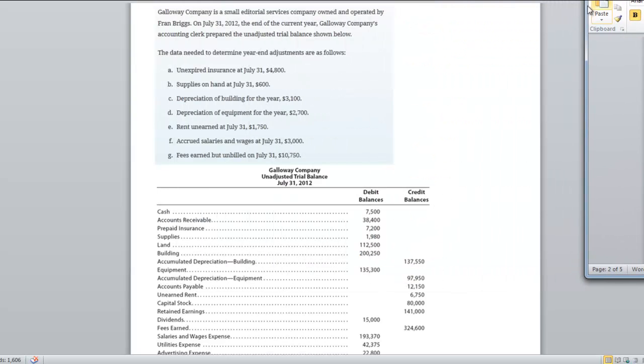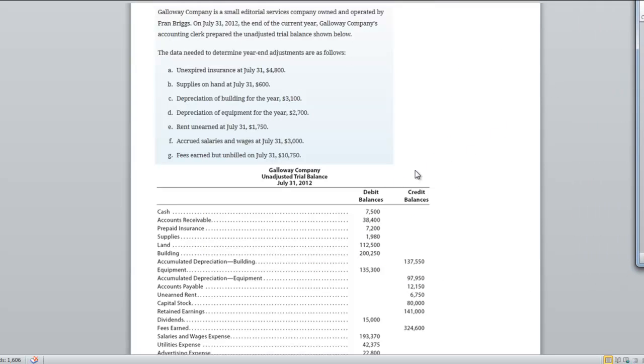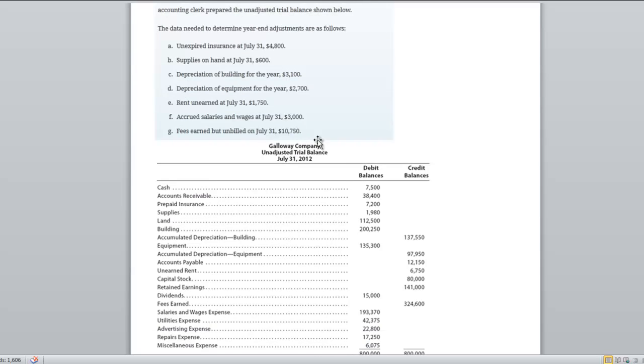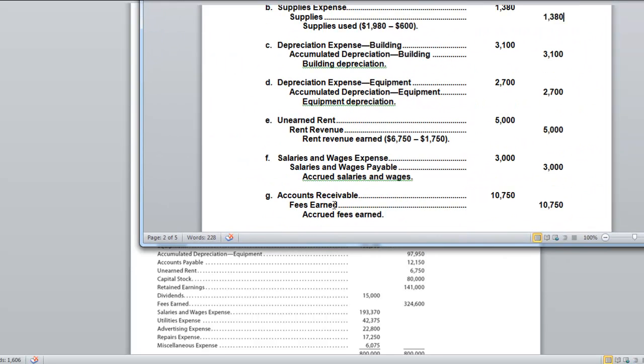It says here, fees earned but unbilled on July 31st, $10,750. Okay, well, we know that if we've earned them, we need to record the revenue in the period that we earned it, and we haven't billed them yet. It hasn't been entered into our accounting records. So basically all we're doing here is putting this into the accounting records, and this is how we do it, just like we would any other time we've earned revenue but have yet to receive payment.